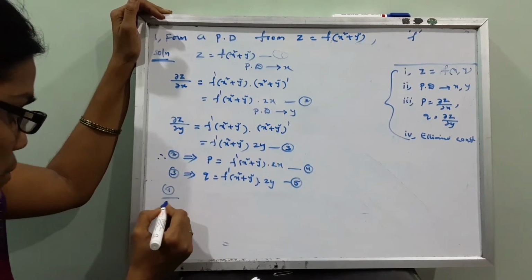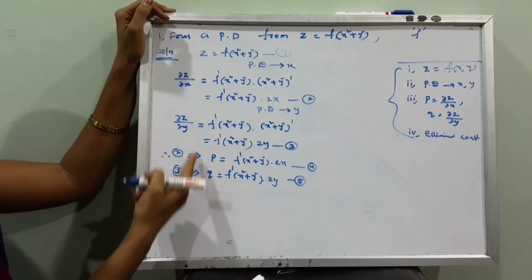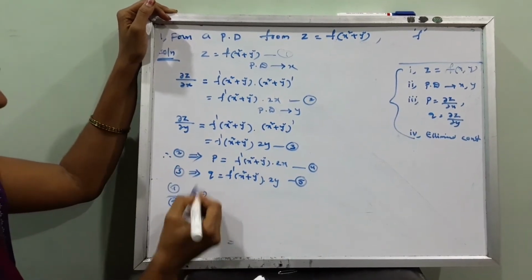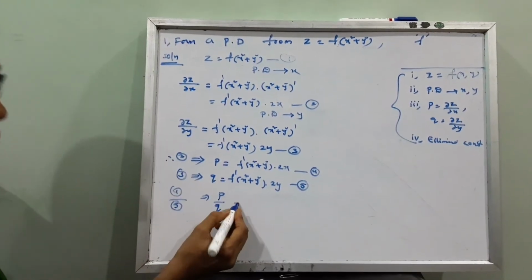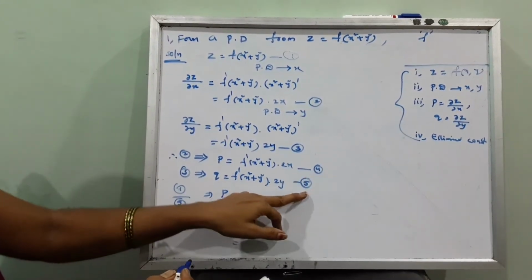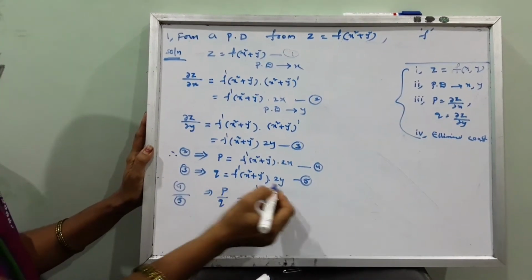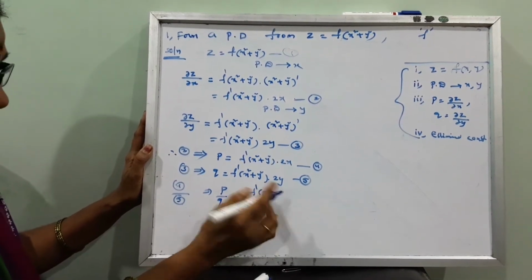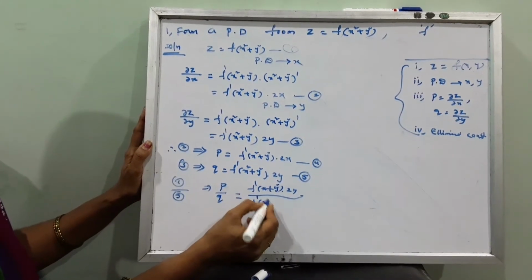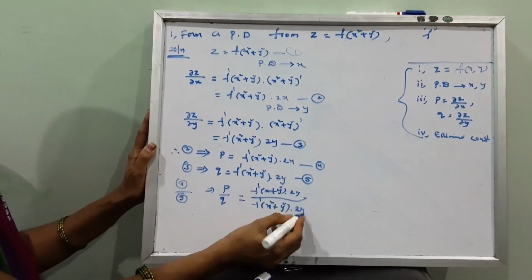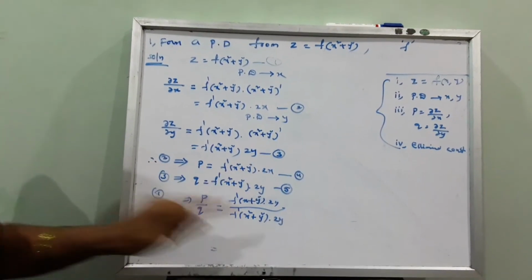Now equation 4 is divided by equation 5. Then these two will get cancelled, and we will get the required equation. This implies p by q is equal to 4 divided by 5, so p by q is equal to, here the LHS, x square plus y square into 2x divided by f dash of x square plus y square into 2y. Equation 4 RHS, and equation 5 RHS.